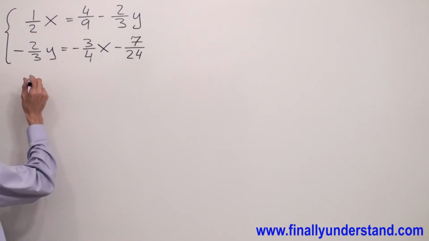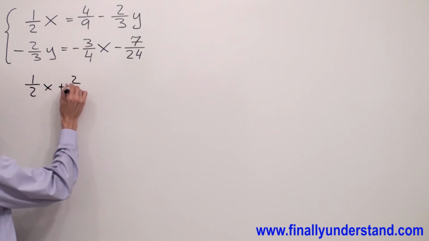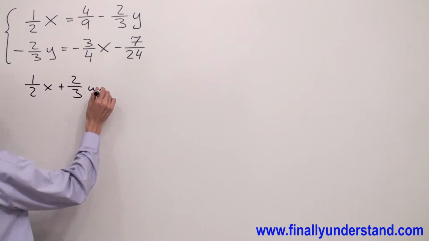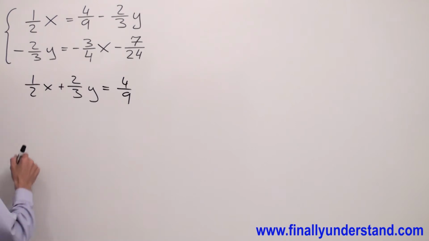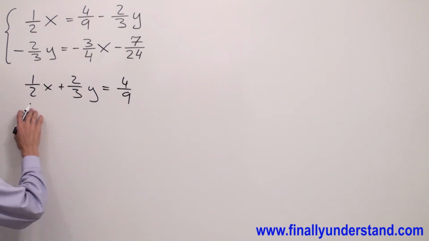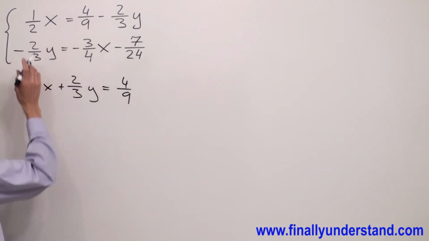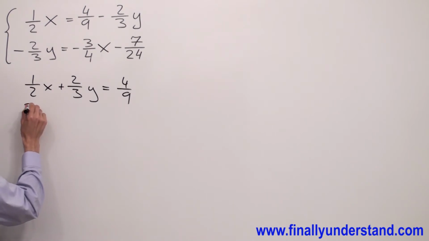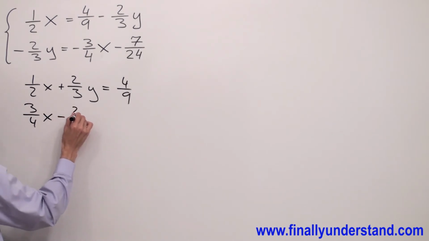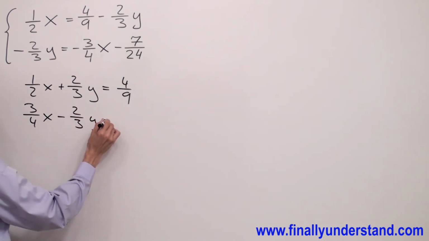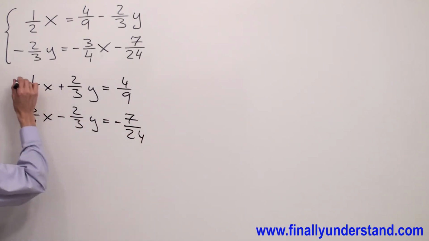So in the first equation I'm going to have 1/2 x plus 2/3 y equals 4/9. In the second equation, I have negative 3/4 x on the right side. I have to take it and move it to the left. That's why I'm going to have 3/4 x minus 2/3 y equals negative 7/24.